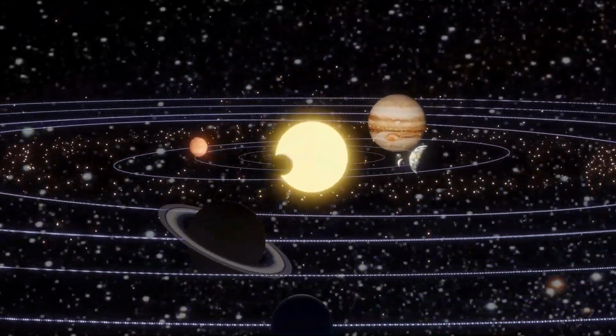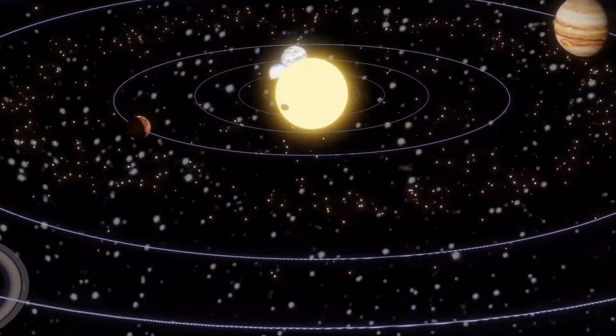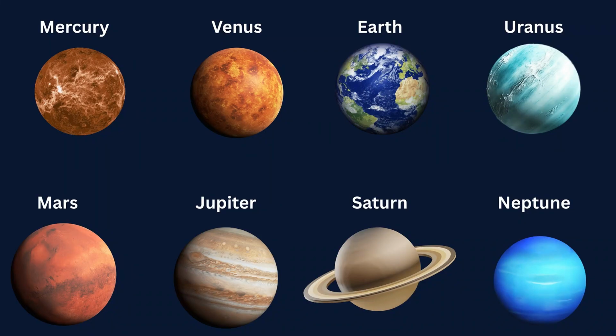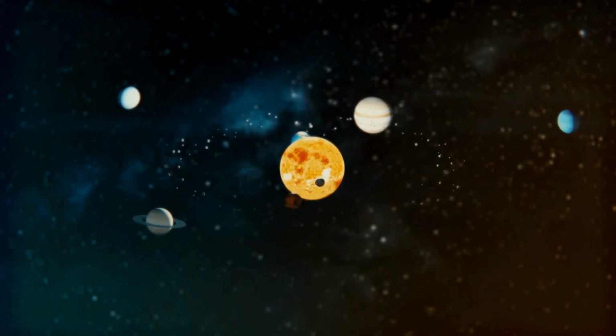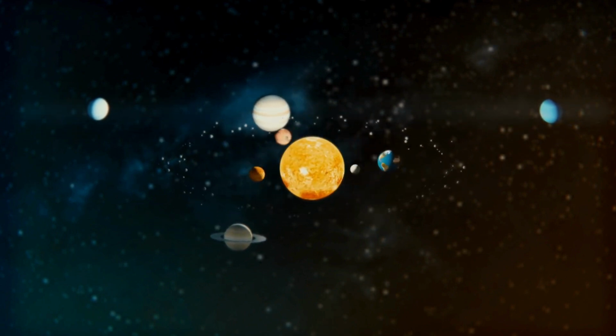Planets in the solar system. How many planets are in our solar system? Let's take a trip through space and find out. There are 8 planets: Mercury, Venus, Earth, Mars, Jupiter, Saturn, Uranus, and Neptune. Each planet is unique. Mars is red and rocky. Jupiter is huge with a stormy red spot. Saturn has rings. Next time you look up, remember, we live in just one small part of this amazing planetary family.